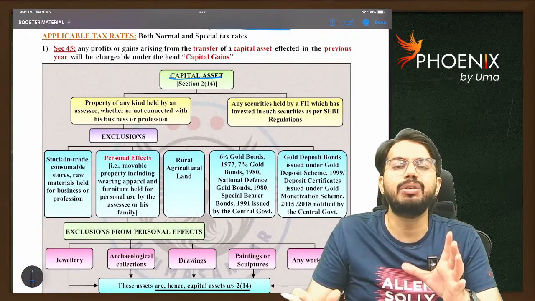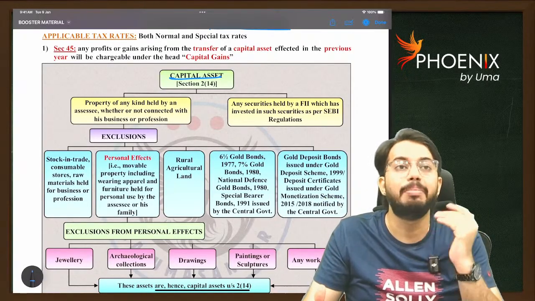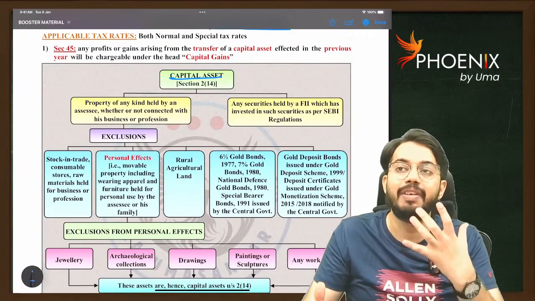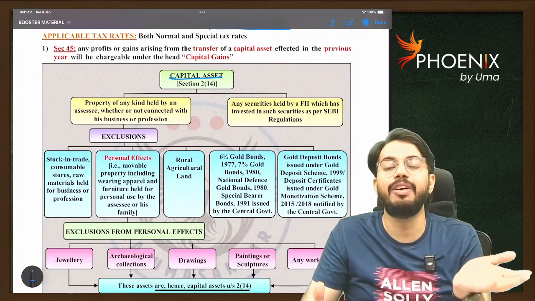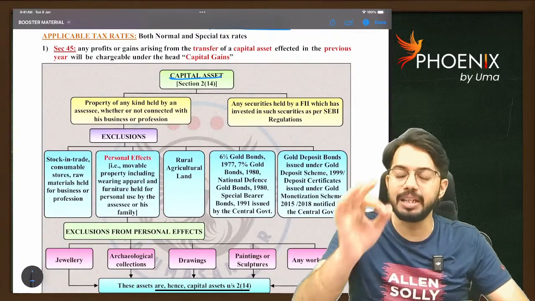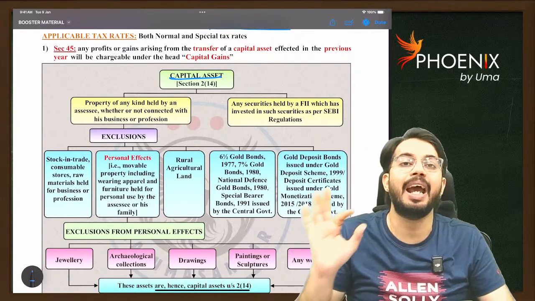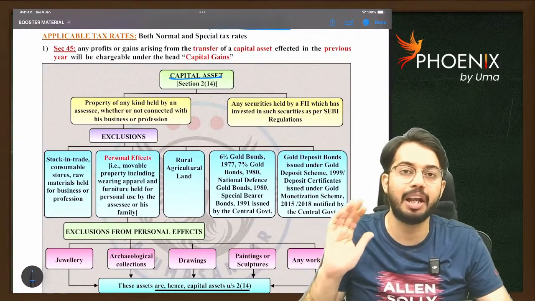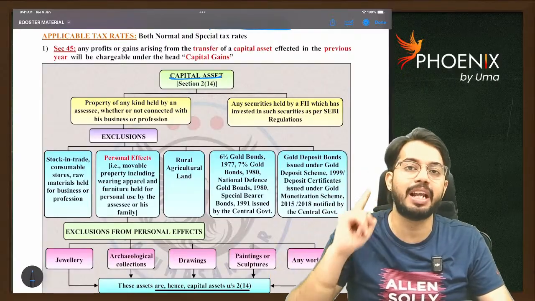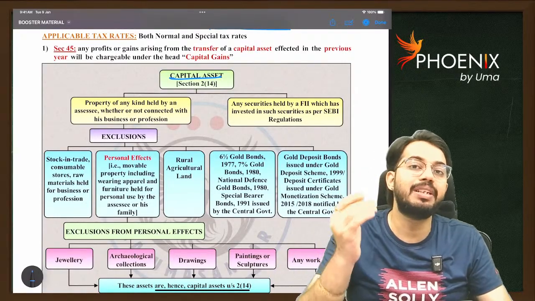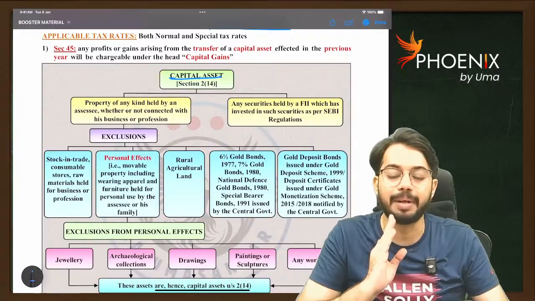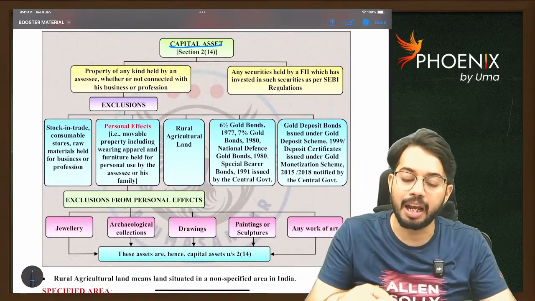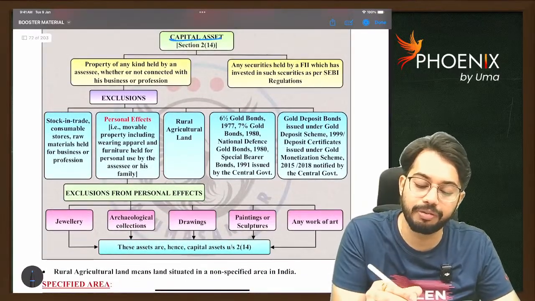See, capital asset includes all assets, whether the asset is a movable asset or immovable asset, tangible asset or intangible asset, whether the asset is used for business or used for personal purpose. Very simple. Every asset is a capital asset except those assets which are excluded from the definition of capital asset. Are you able to understand? So every asset we will treat as a capital asset other than those which are excluded. What are the exclusions to the definition of capital asset?